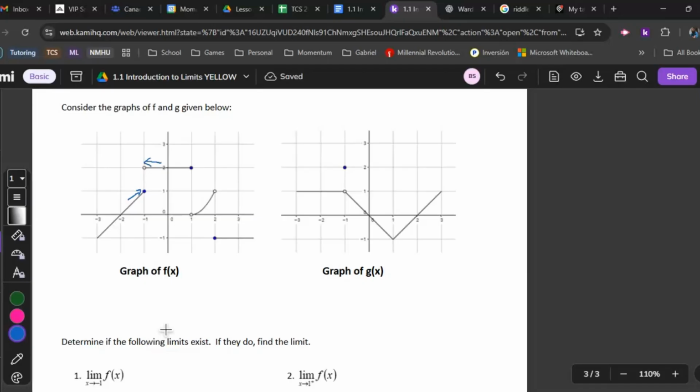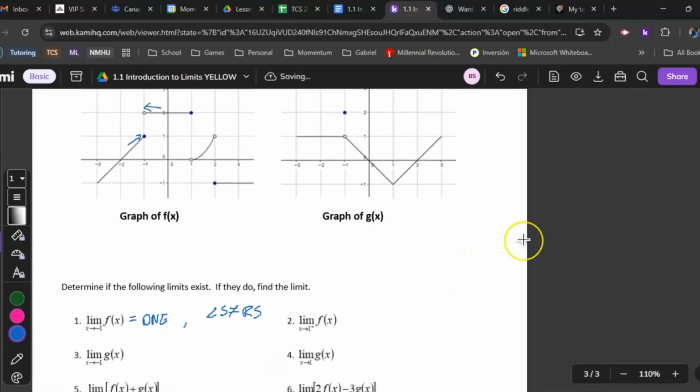From this left side, we approach negative 1. From the right side, we approach 2. If the two sides are not equal, it means that it doesn't exist. So our answer down here is going to be that it does not exist. And our reasoning is going to be the left side doesn't equal the right side, okay? That's the justification we're going to use for pretty much all of these. Like, it exists because the left side equals the right side, or it doesn't exist because the left side doesn't equal the right side.